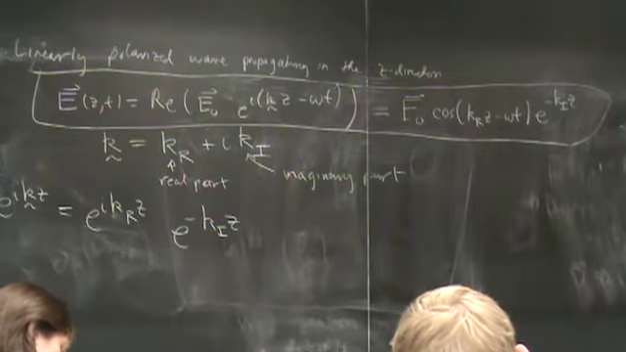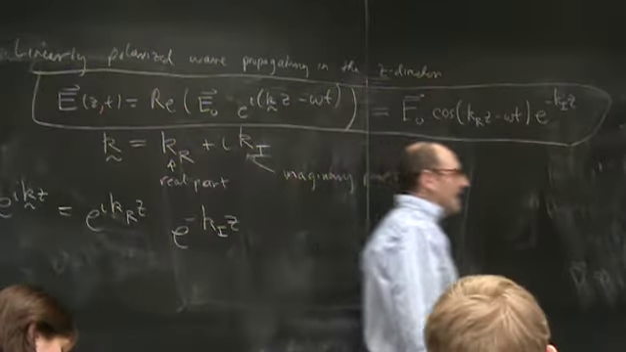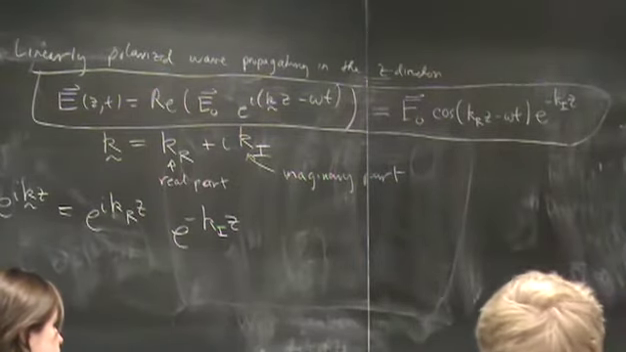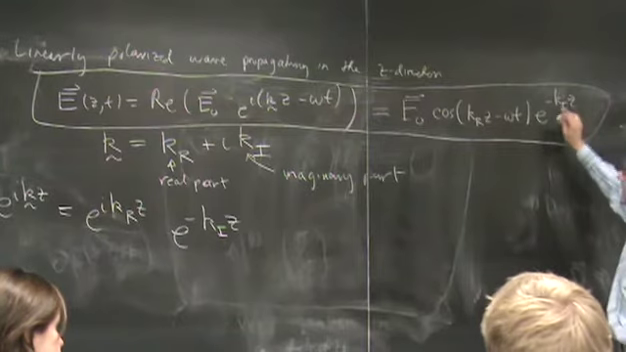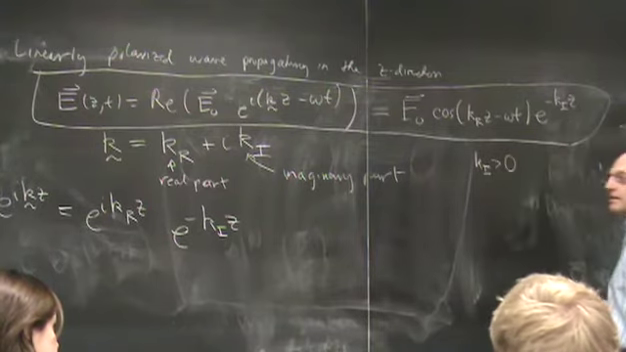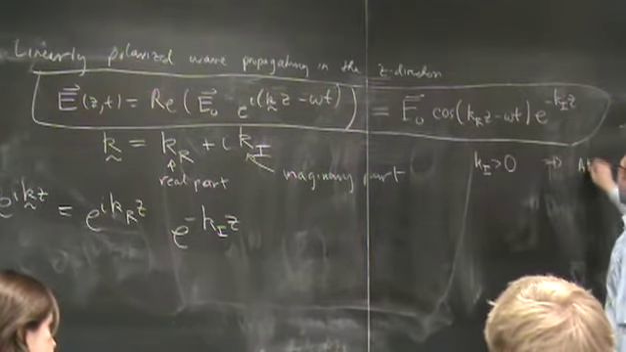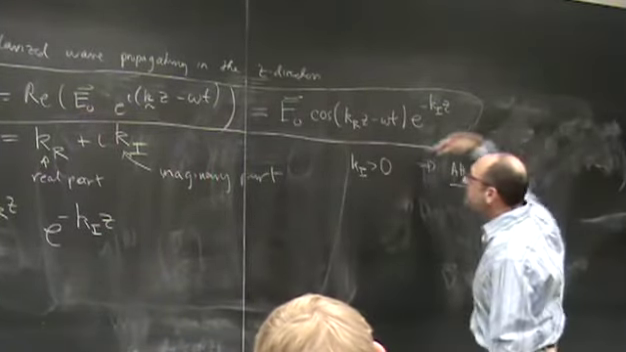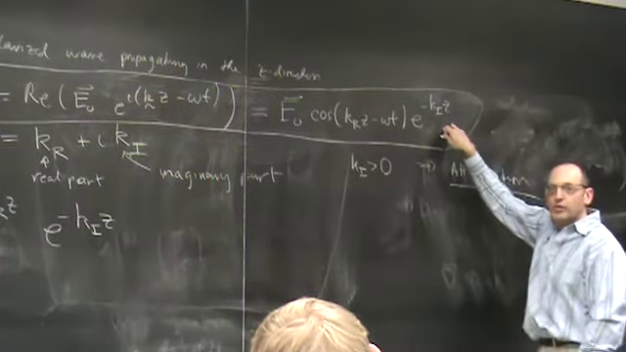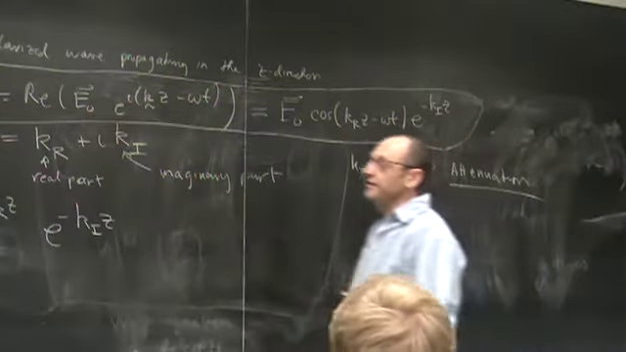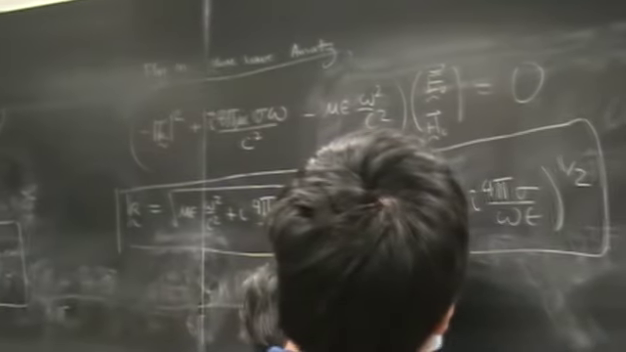So, what we learn from this is that when the wave number has an imaginary part, if this imaginary part is positive, then this has to do with attenuation. That's to say, an exponential decrease of the amplitude of the wave coming from this finite conductivity. Work is being done on these charges and being absorbed.